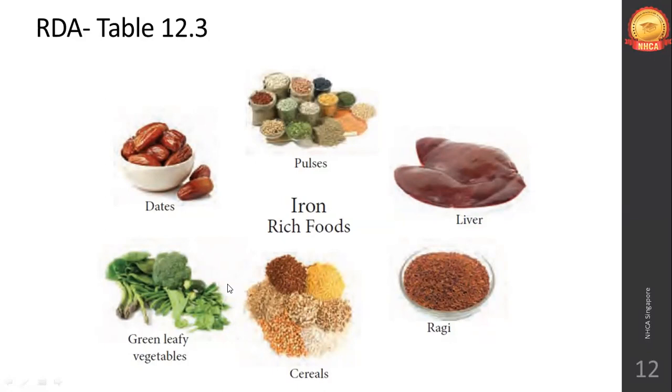In fish, tuna, mackerel, crabs. Crabs are a good source of selenium as well, and other minerals. Gingerly seeds means sesame seeds. Til, gingerly seeds means til, sesame seeds.